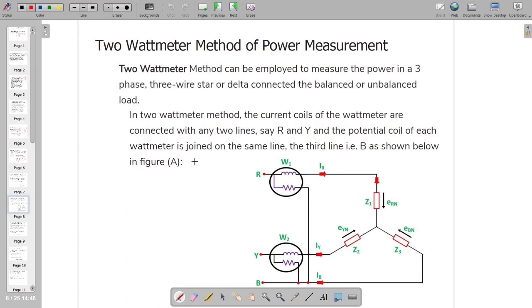So now we are going to learn the measurement of three-phase power in 3 phases with the help of the 2 wattmeter method.